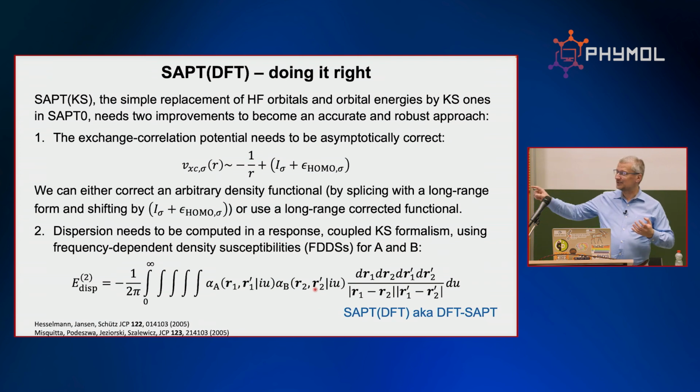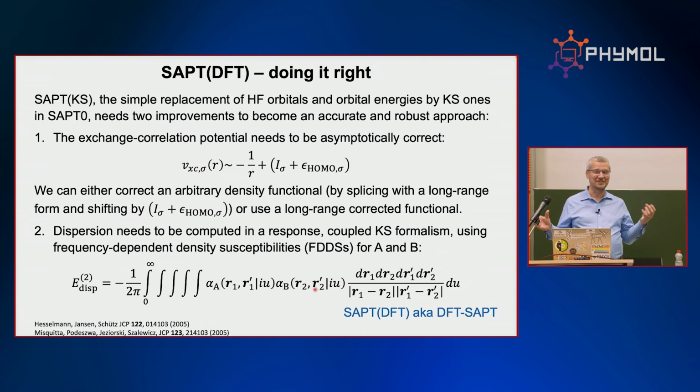And when you do these two things at the same time to SAPT-KS, you get a method that's called either SAPT-DFT or DFT-SAPT. There are two names for the same thing. They're essentially equivalent, and that's the useful variant. That's the robust variant. That's actually the powerful one. So these were the two solutions to the fundamental problems of SAPT-KS that led us to SAPT-DFT.